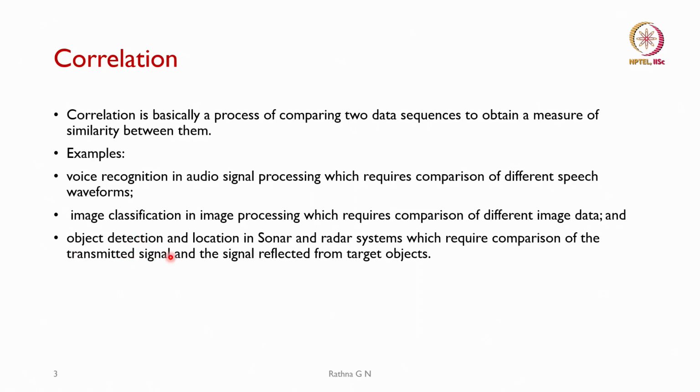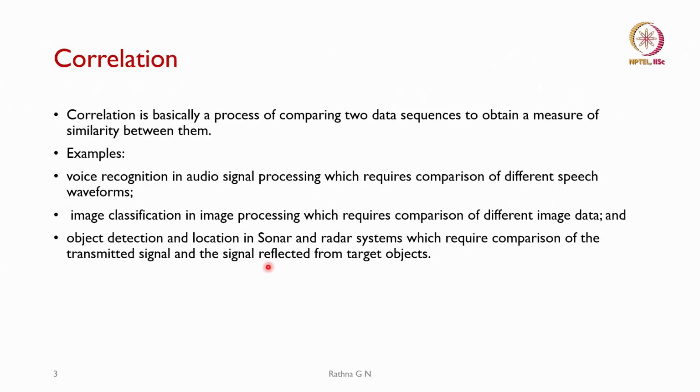Another application, mostly used in day to day life, is object detection and location in sonar and radar systems, which requires comparison of the transmitted signal and the signal reflected from the target objects. All of you know drones are becoming very popular. If one of the drones is going to cross our border, you want to identify it as a foe and then destroy it. So, a lot of work is happening.